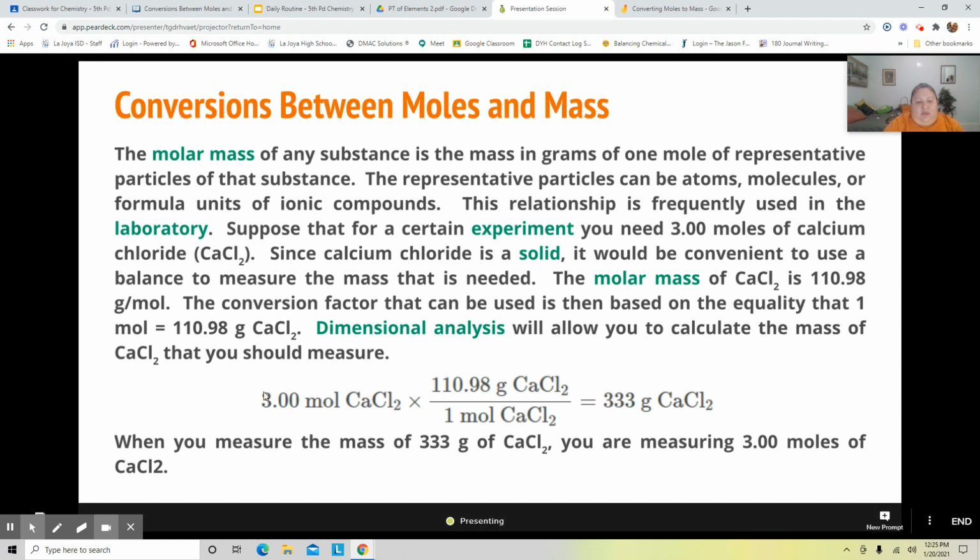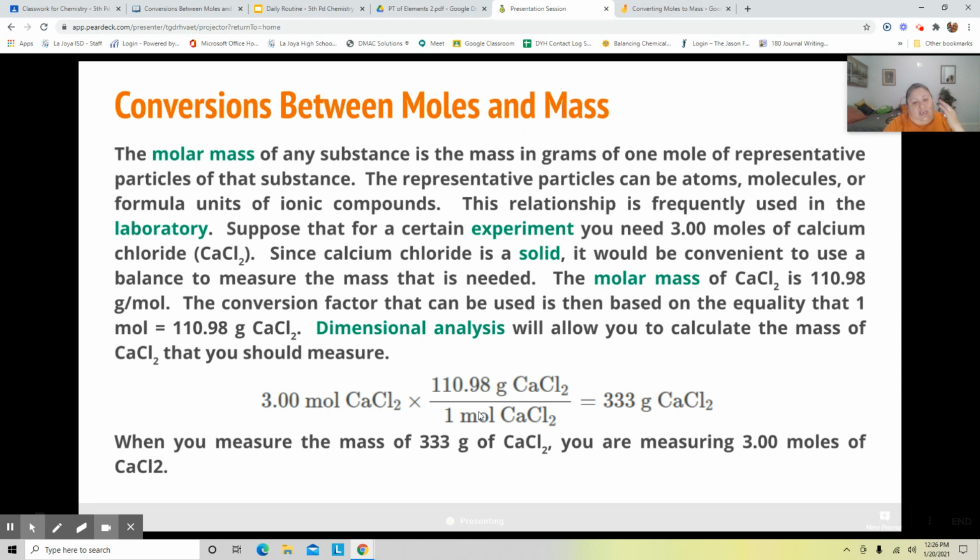We know that we have 3 moles. We know the molar mass of this compound, calcium chloride, is equal to 1 mole. We can use this conversion to cancel out moles and change our unit to grams. That's all we're doing here. Moles cancels with moles, and you're left in grams of calcium chloride. Now, the only thing that's left to do is to run the math.